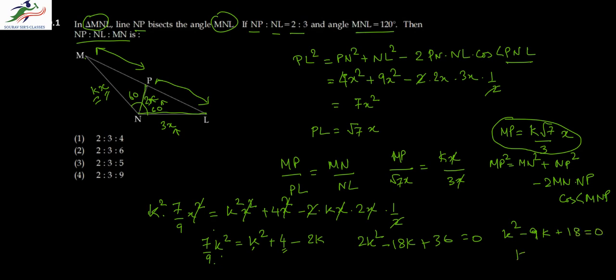So that means k minus 3 into k minus 6 is equal to 0. So the value of k could be 3 or 6, but here in the given options we see only 6. So option 2, 2 is to 3 is to 6, is the correct answer.